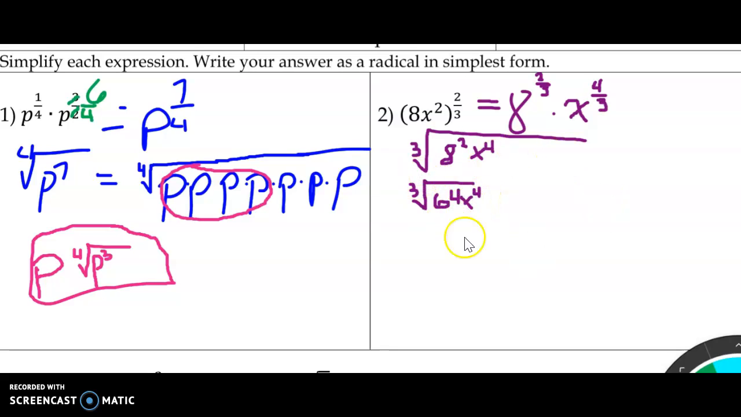Then we need to simplify this as much as we can. We've written it as a radical, but now we just need to simplify. So the cube root of 64, well, 64 is actually a perfect cube, right? Think, what number can we multiply by itself 3 times to get 64? Well, that's 4. 4 times 4 gives us 16. 16 times 4 gives us 64.